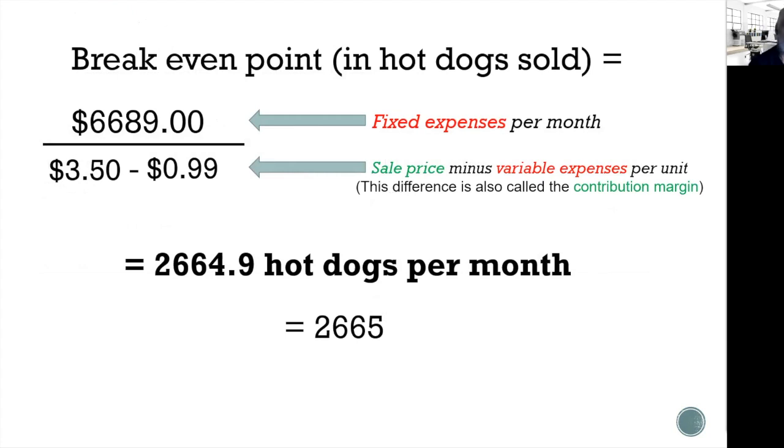We can do the whole unit arrangement and show you that the dollars per month divided by dollars per unit comes up to units per month, or in this case, hot dogs per month. We have total fixed expenses of $6,689 divided by this contribution margin, which we previously discussed, and we're going to wind up having to sell 2,665 hot dogs in a month to break even.